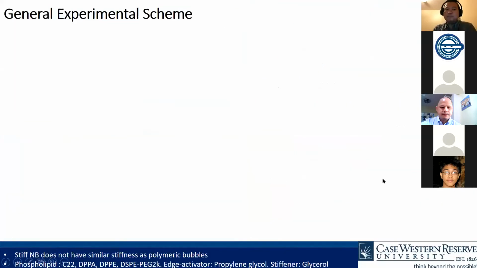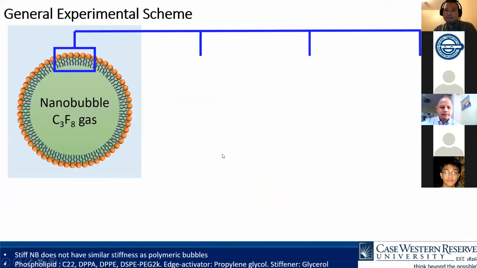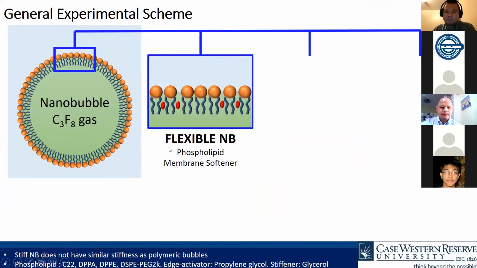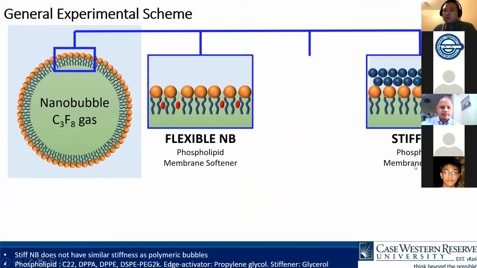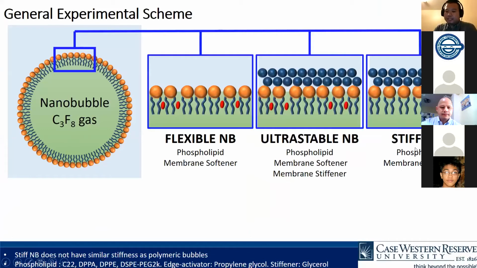So we performed an experiment with three different formulations of nanobubbles encapsulating a fluorinated gas. One is composed of just the phospholipid and the membrane softener, so we call it the flexible nanobubble. We also have phospholipid with membrane stiffener, and we call it the stiff nanobubble. And an intermediate containing both, and later on you'll see that this is the ultrastable nanobubble.